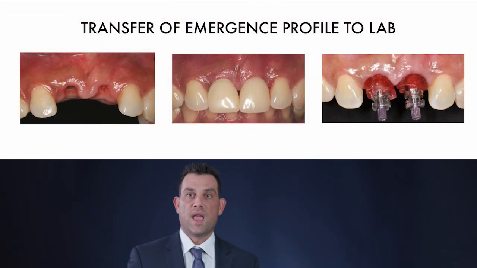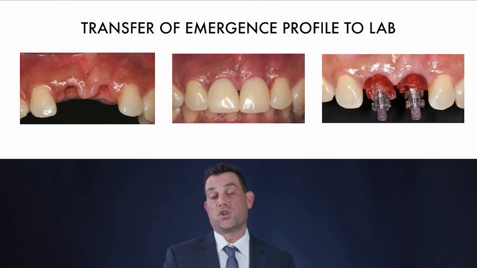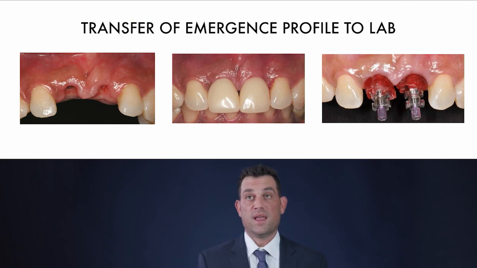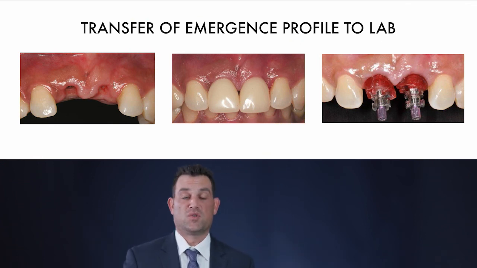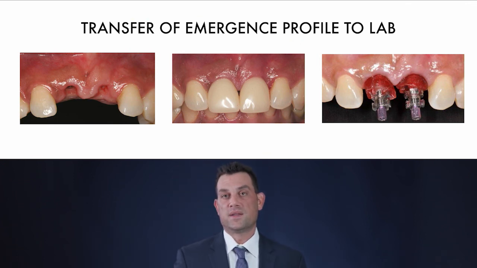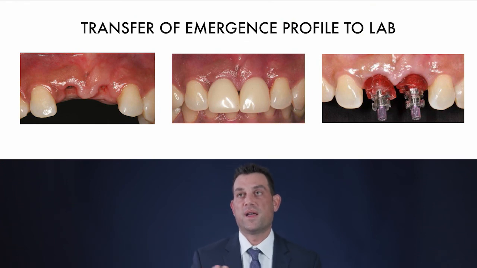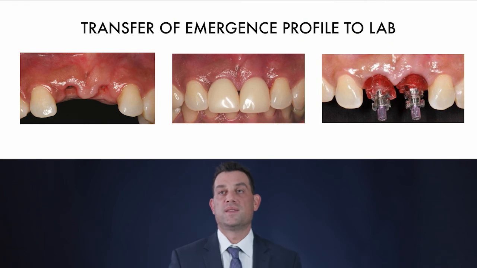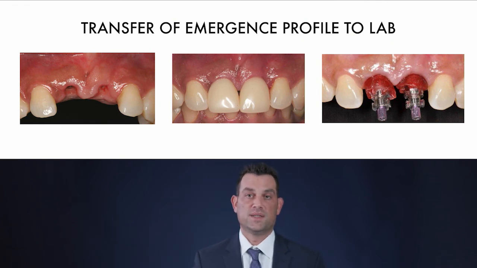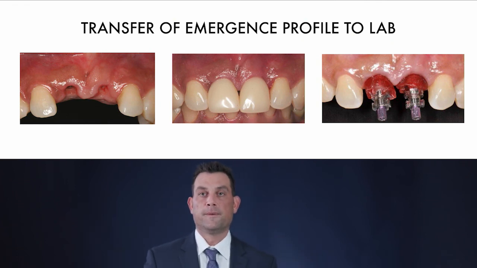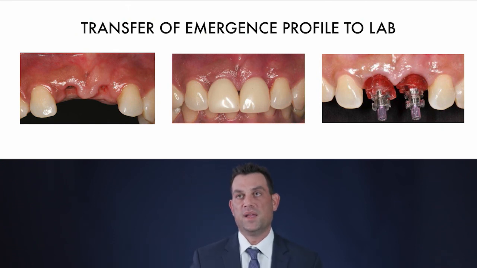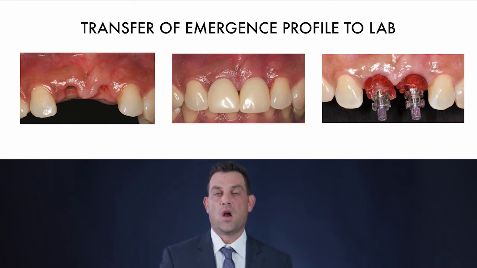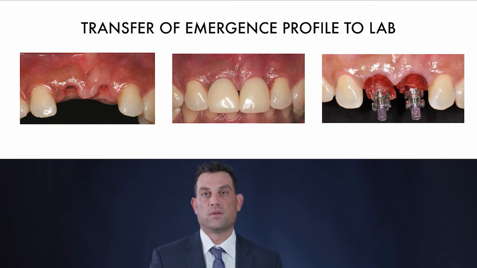The final step, after we've done all this work to maintain our soft tissue around our implants, is to transfer this emergence profile to the lab. This can be very simply done by modifying some open tray impression posts, customizing them based on the temporary prostheses that we have prefabricated. And now we have great communication with the lab, and they can mimic that same soft tissue architecture that nature gave us.